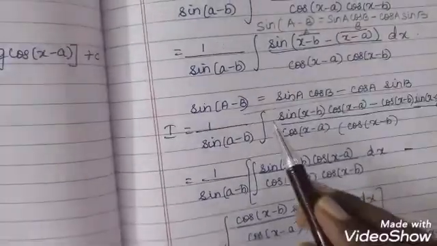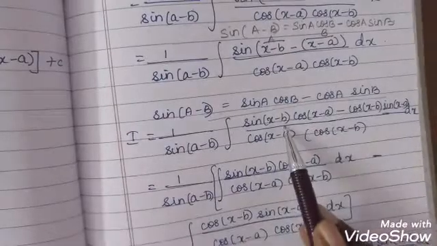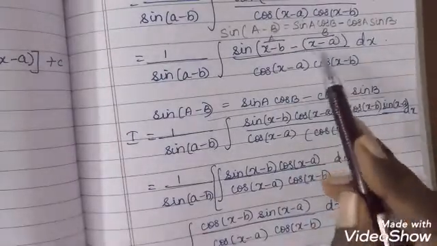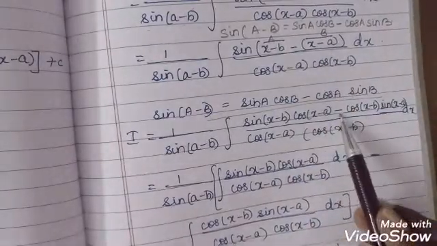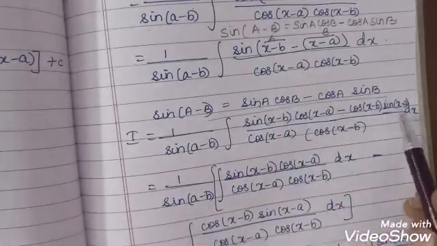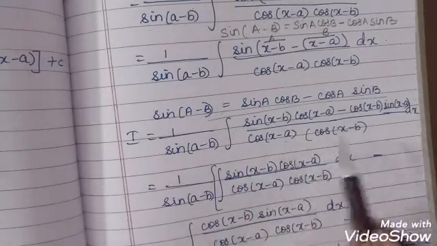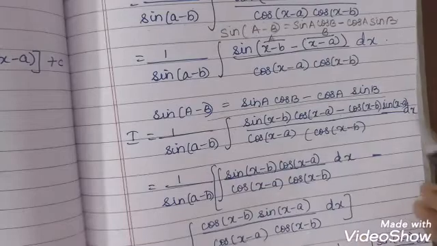So it's integral of, when I use the formula, what will I get? Sine of x minus b into cos of x minus a, minus cos a. What is cos a? Cos of x minus b into sine of x minus a, divided by cos of x minus a into cos of x minus b dx. This is what I have done here. Got it?